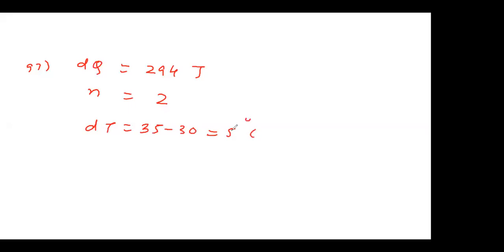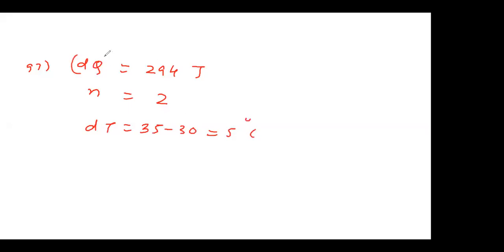2 moles. 294 joules of heat. So the amount of heat supplied is 294 joules to raise the temperature of 2 moles of ideal gas from 30 degrees to 35. So the change in temperature is 5 degrees Celsius.